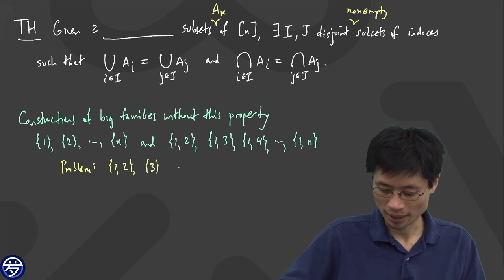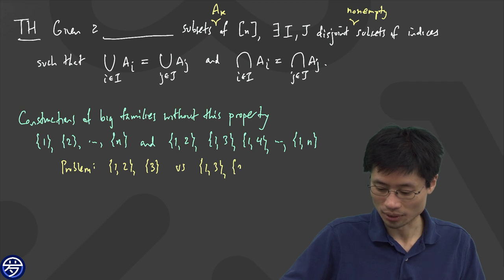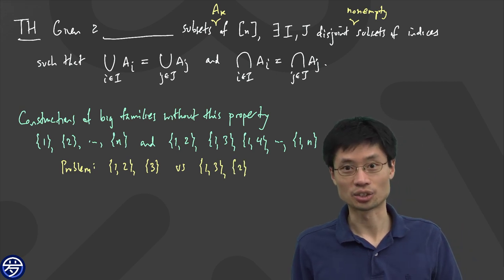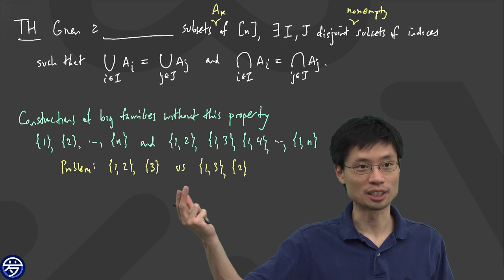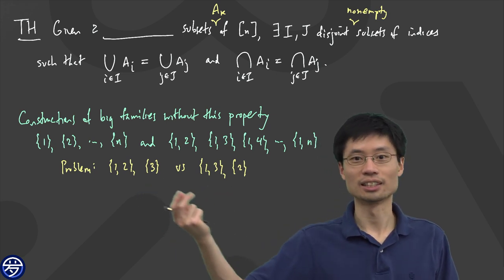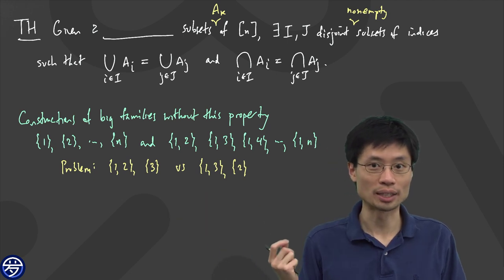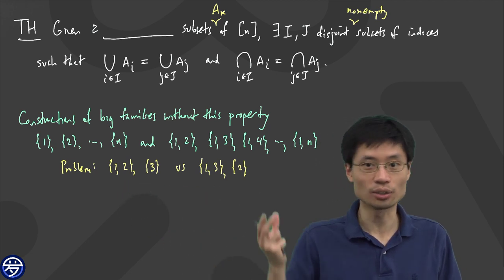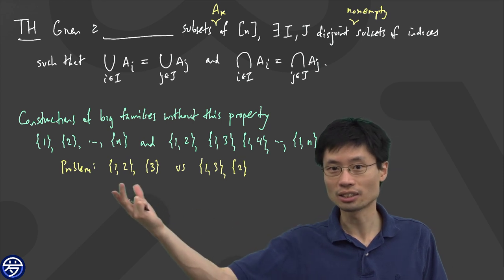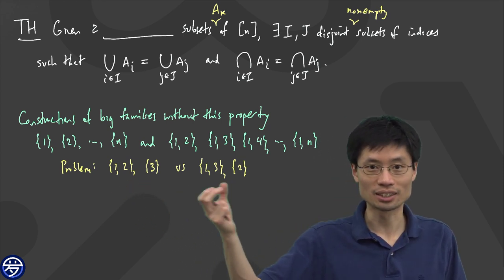Oh, let's write a VS in between. 1, 3, and 2. Yes, that is true. So I say a versus because we have an I and we have a J. And so the I is like a collection of a bunch. The J is a collection of a different bunch. And if I look at these, the unions are the unions. Okay, that makes sense. And the intersections, the intersections are empty.